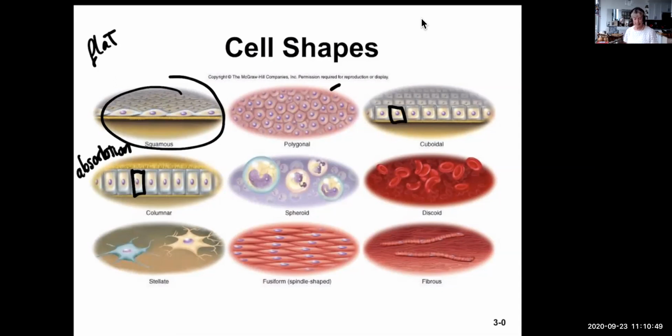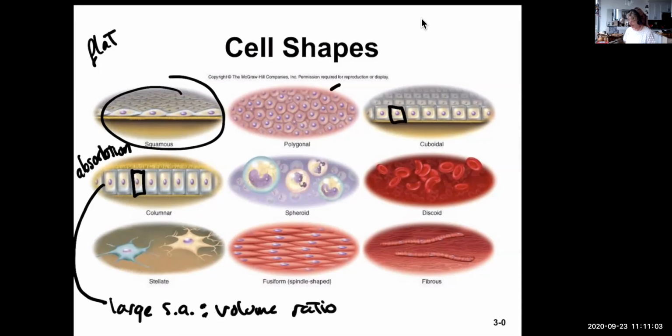So they have a relatively large surface area to volume ratio, columnar cells, let's just write that down here. An increased surface area means that the intestines can absorb more nutrients from the food that you eat.